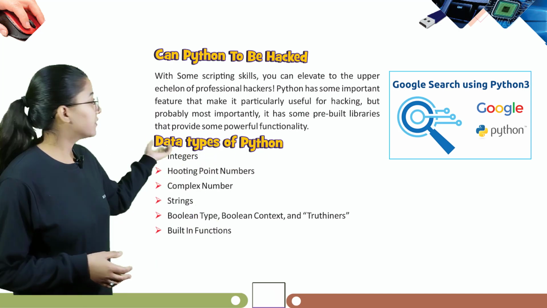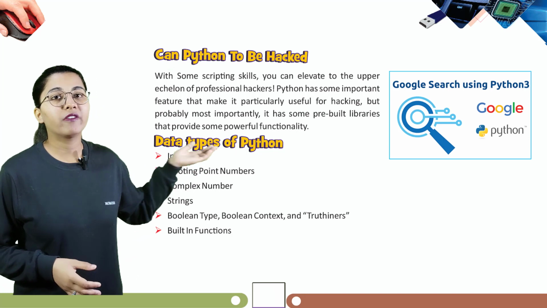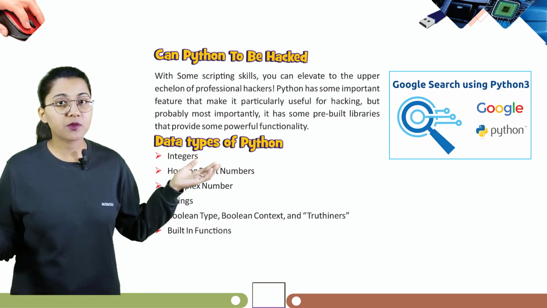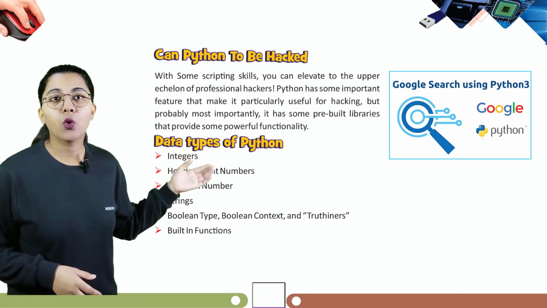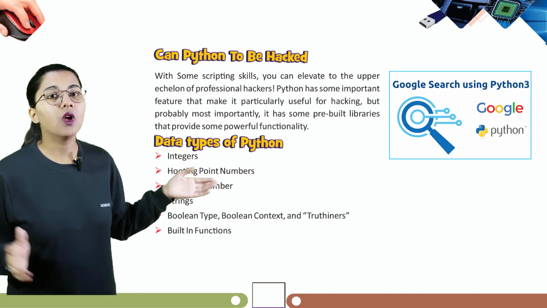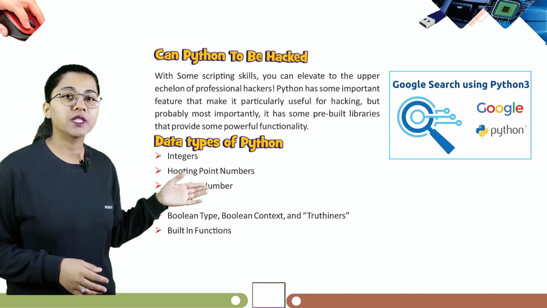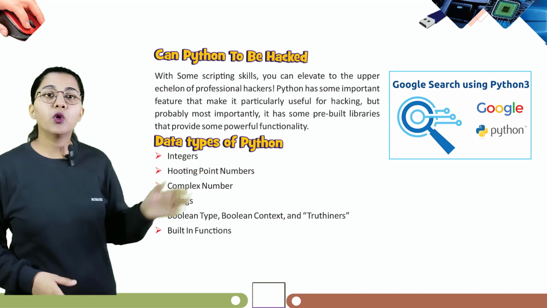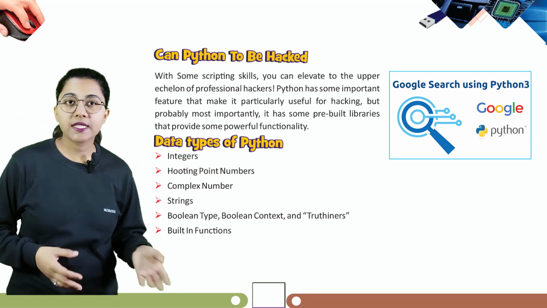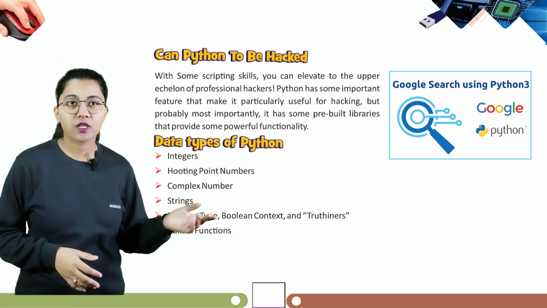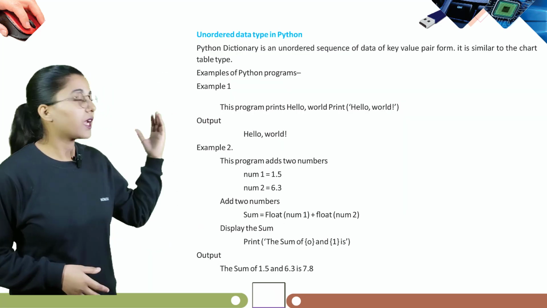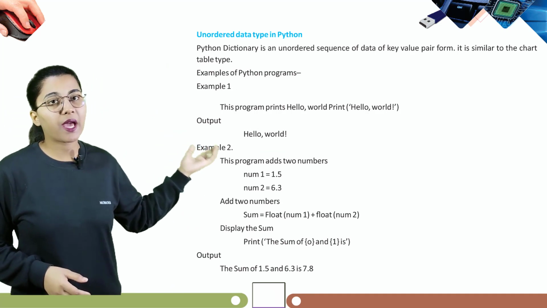Now, here we have some data types of Python. These are some data types of Python. First, integers. Second, floating point numbers. Third, complex numbers. Fourth, string. Fifth, Boolean type, Boolean context and truthiness. The next, built-in functions.